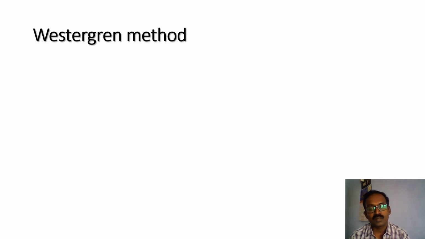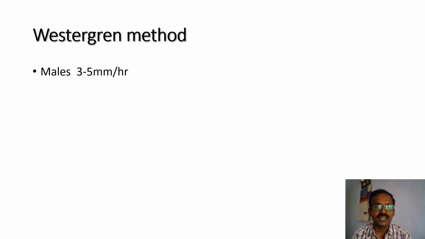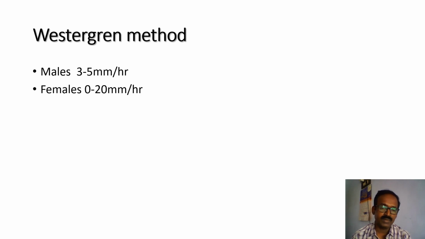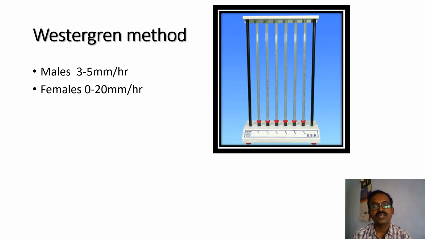The Westergren method is routinely done in our lab. This is the more accurate method. In the Westergren method, the male ESR is 3 to 5 millimeters per hour. The female is 0 to 20 millimeters per hour. Females give a higher ESR because females have a lower number of RBCs compared to males. So this is the Westergren tube.